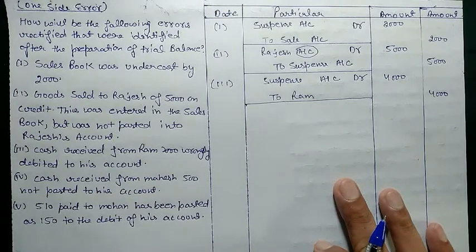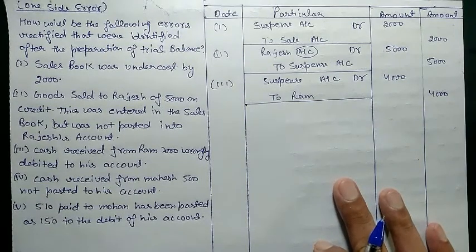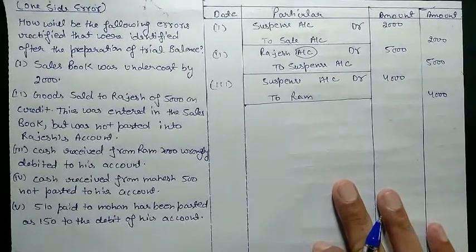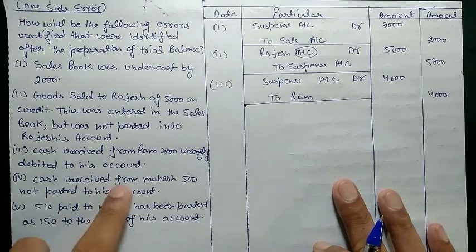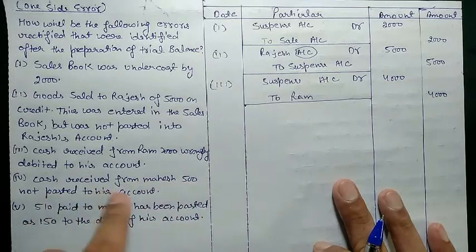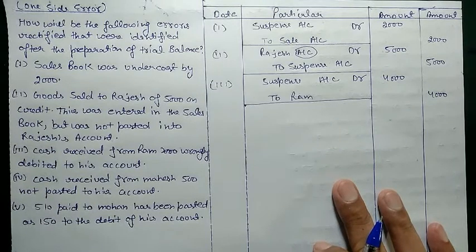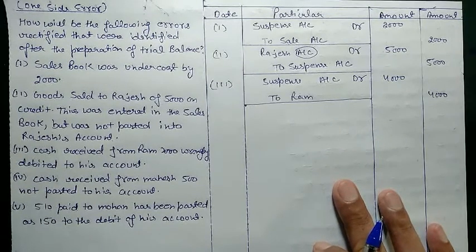So in this case you again see that we made a mistake only in a single account, that is Ram, not in the cash account. The cash account we debited correctly, but we made a mistake in the Ram account. Instead of crediting him, we debited the Ram account, so we generated an additional 2000 in his account. Next entry we have: cash received from Mahesh 500 not posted in his account. That is another entry where we received cash from Mahesh for 500 not posted to his account.